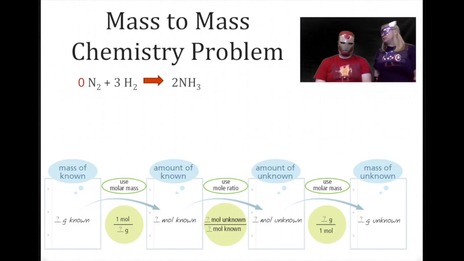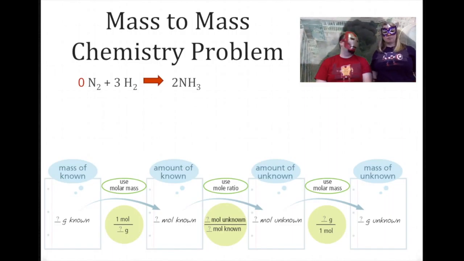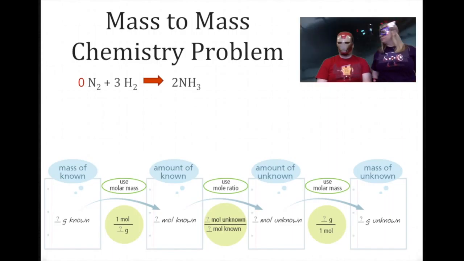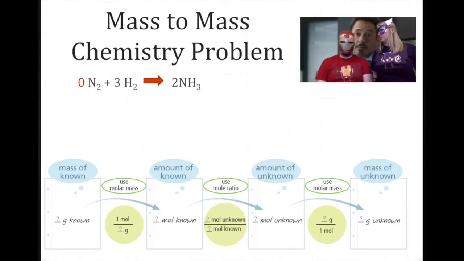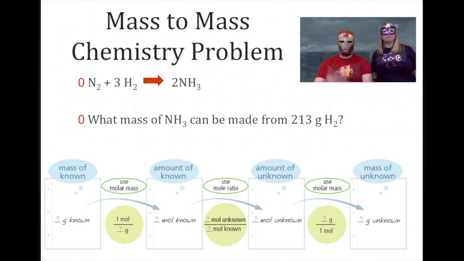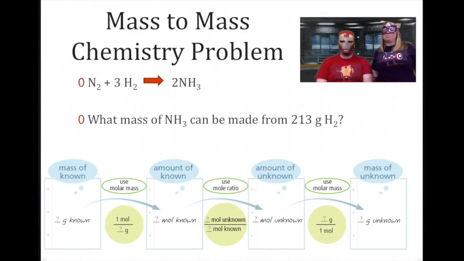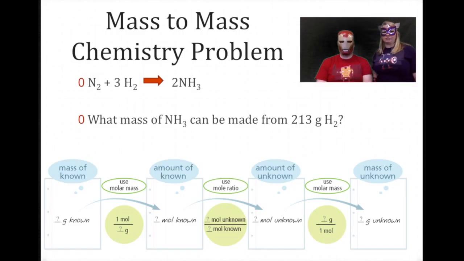We have nitrogen plus hydrogen yields ammonia, which is what kind of process? The Haber process, named after Fritz Haber. He was awesome chemistry-wise, though he killed a lot of people. Okay, so what mass of NH3 can be made from 213 grams of H2?